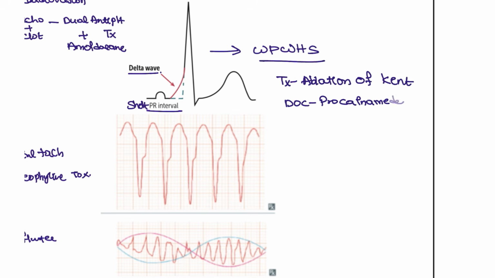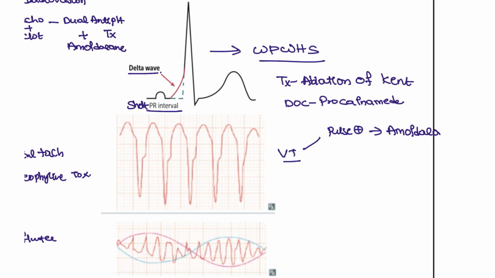Procainamide is the drug of choice for this patient. Next condition that you can see is VT, ventricular tachycardia. In ventricular tachycardia, if the patient has a pulse, then you can go for the drug. Sorry, then we can go for the drug. The drug that can be given is amiodarone.